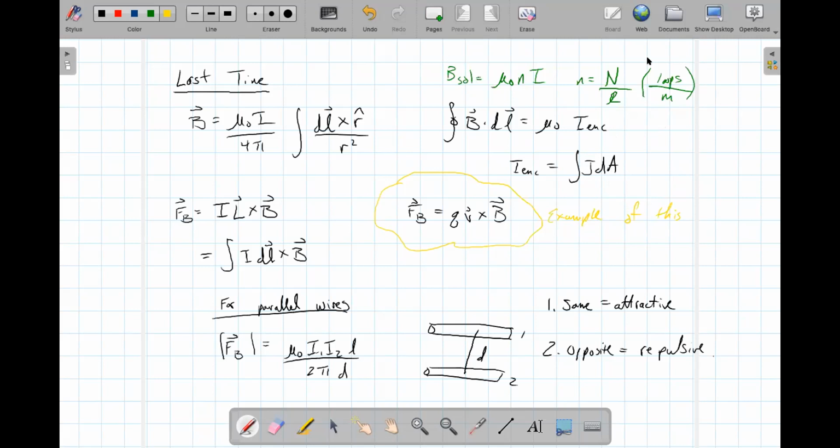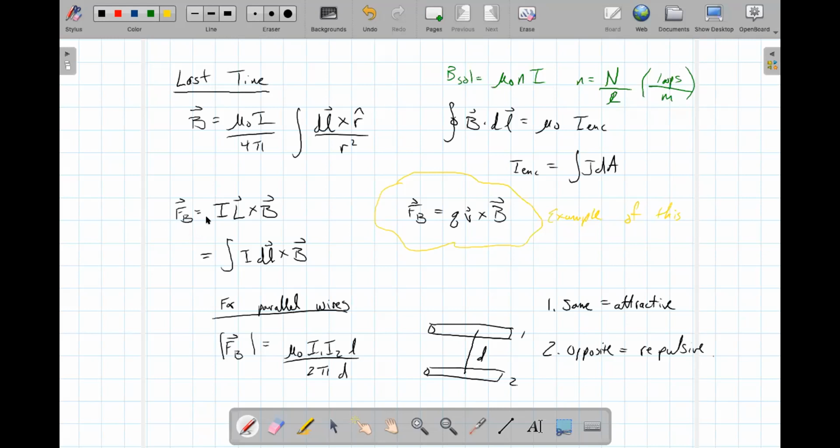The last example we saw of this was the solenoid. Here we found that the magnetic field of the solenoid is equal to mu naught times little n times the current, where little n is big N divided by L, big N is the number of loops, and L is simply the length. So this is the number of loops per unit length. And what we focused on mostly yesterday was applying these magnetic fields back to the force.